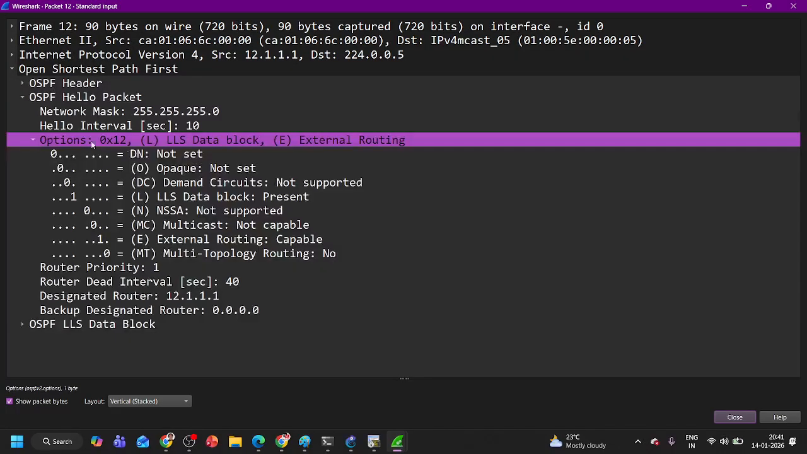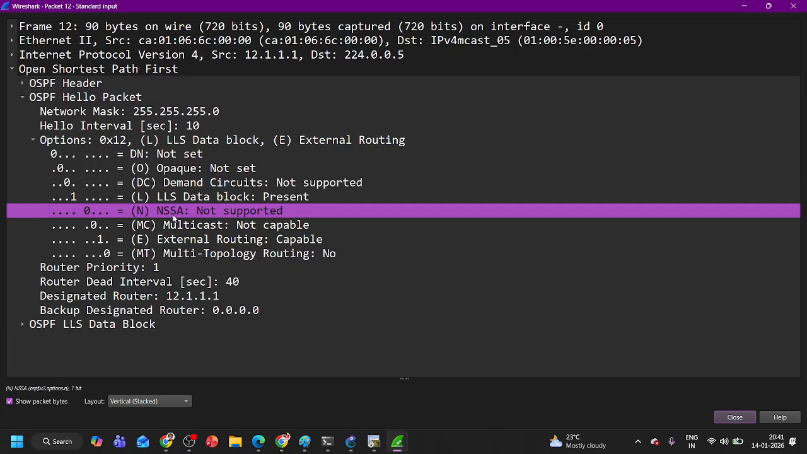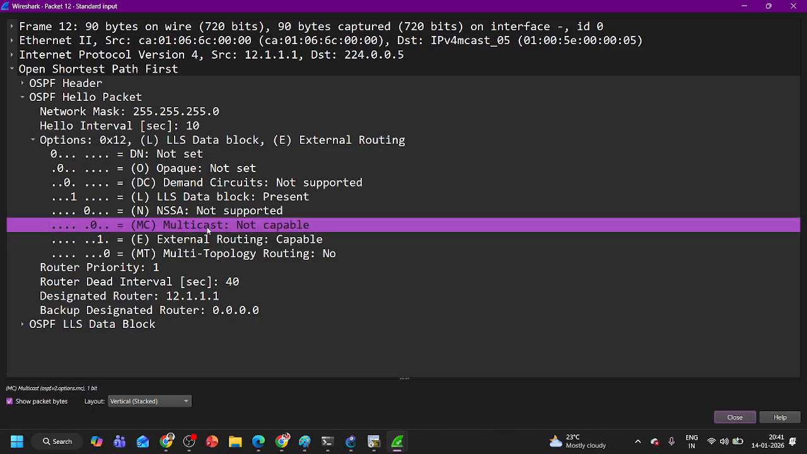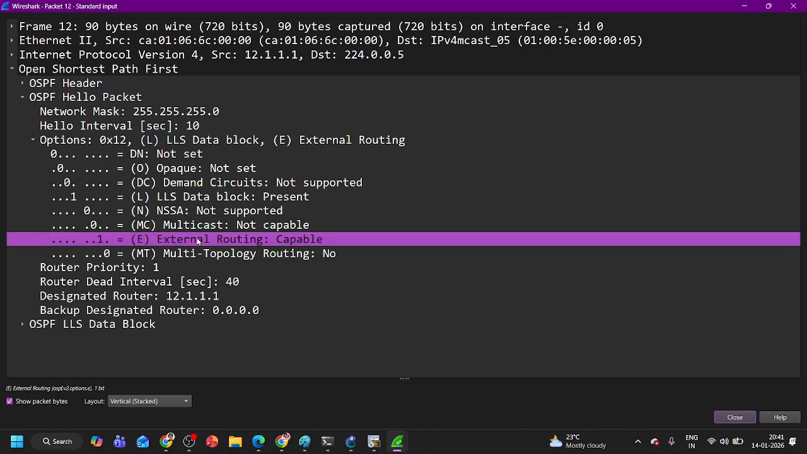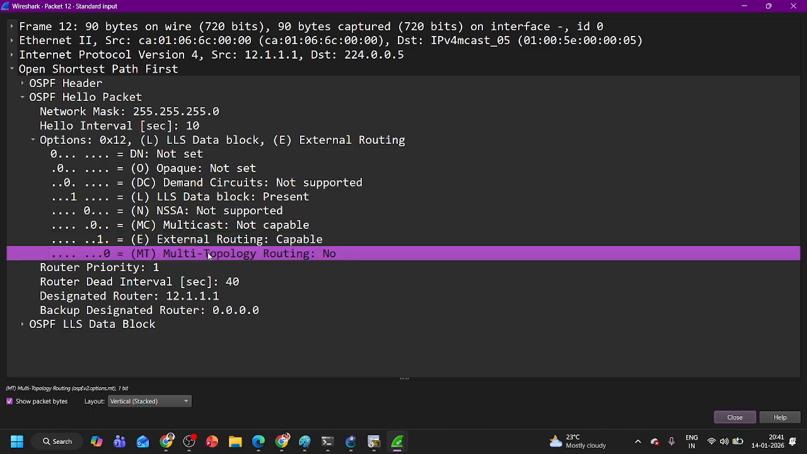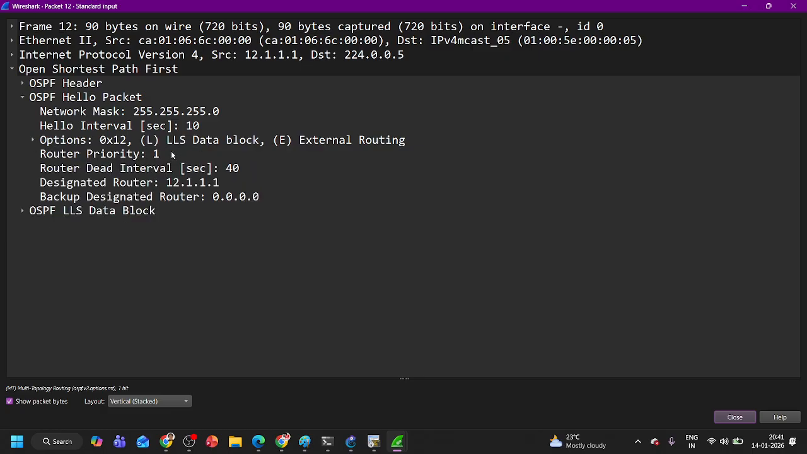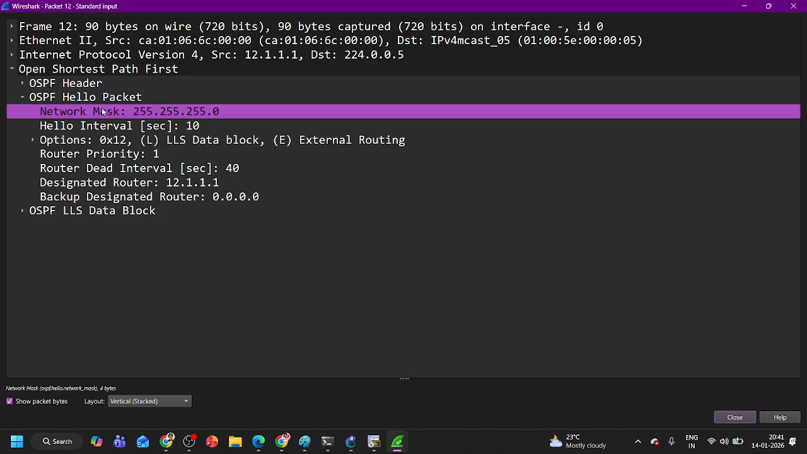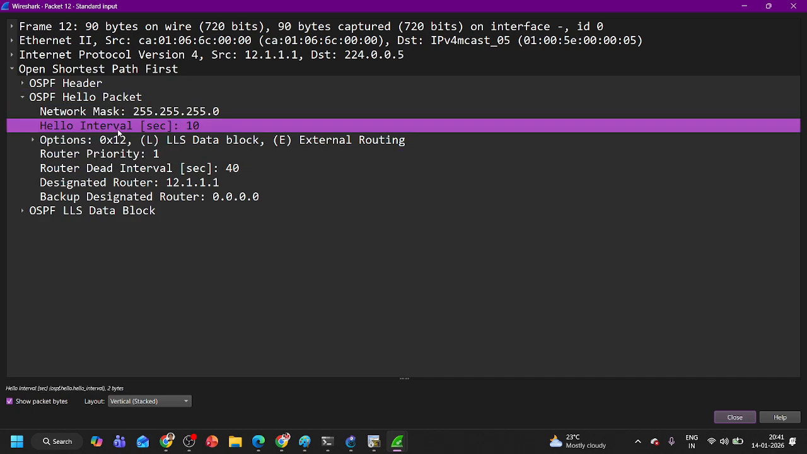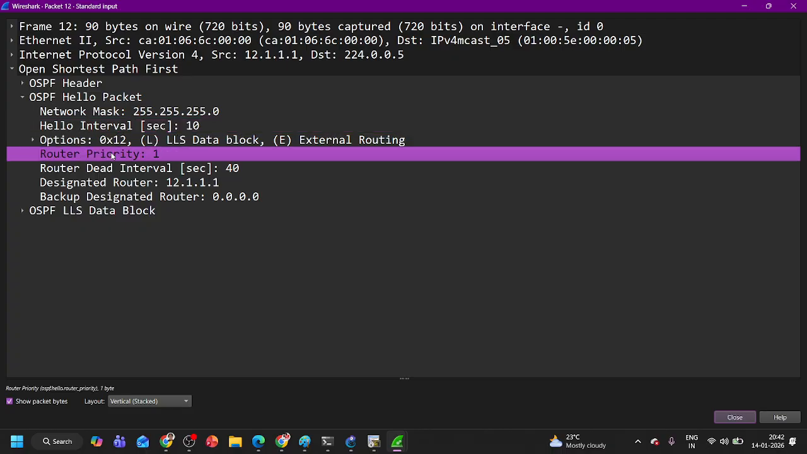In the options we have some flags, right? Later we'll discuss these flags, like NSSA not supported, multicast not capable, external routing capable, multi-topology routing no. So we'll discuss these flags later. Just for now, keep it closed.